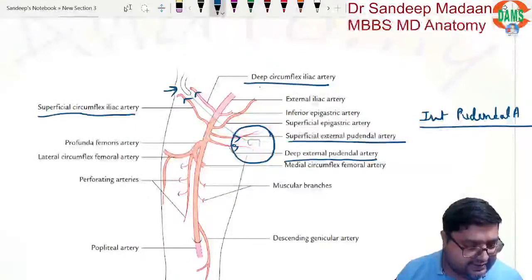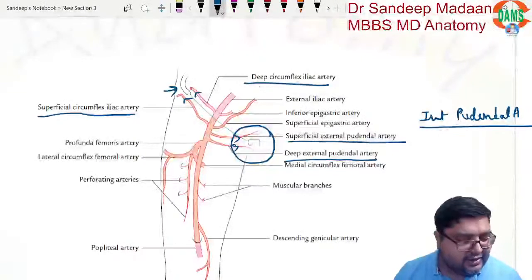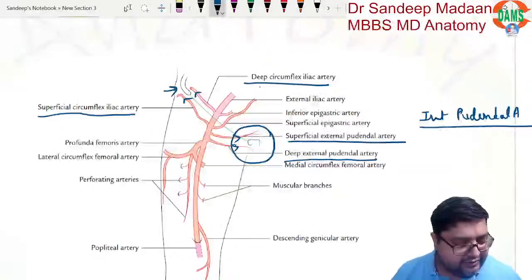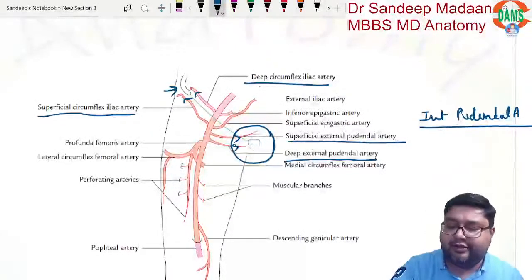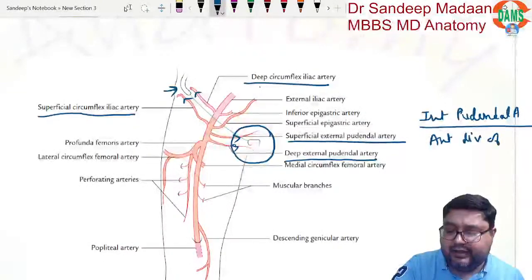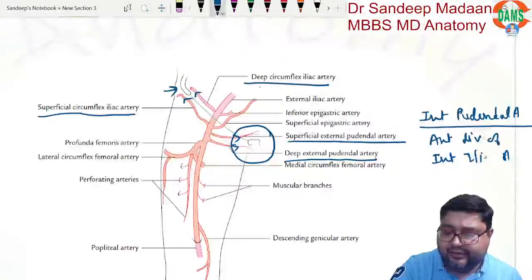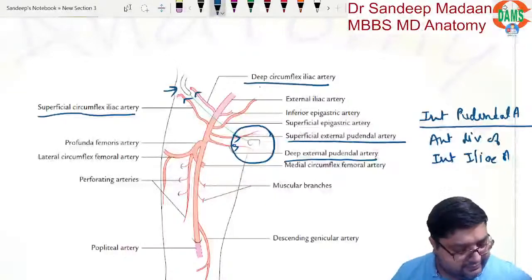Yes, as I said, I am working on it. Beta Sonal and Nitya and Neha and all other students, very good. It is a branch of the anterior division of internal iliac artery. Is that all okay? It's a yes. Did everyone understand? Do you understand?